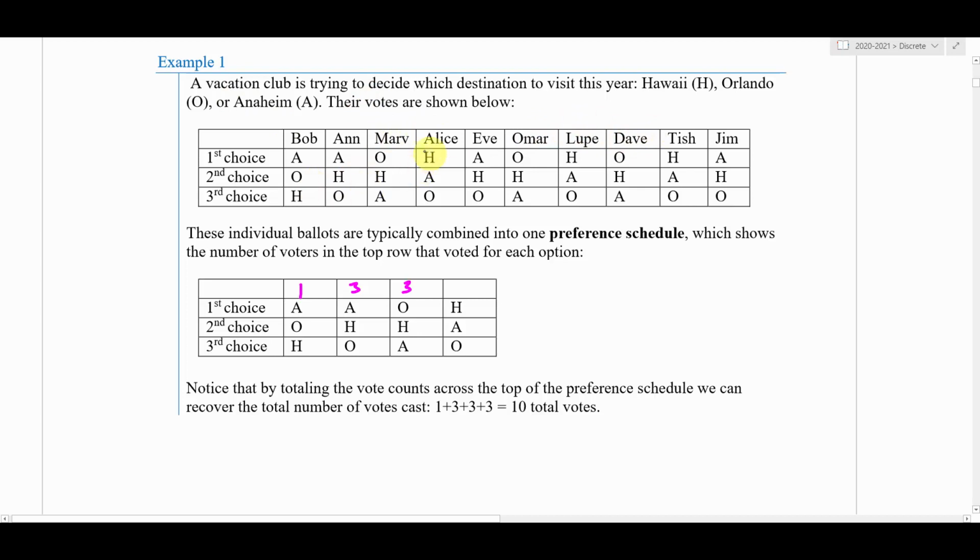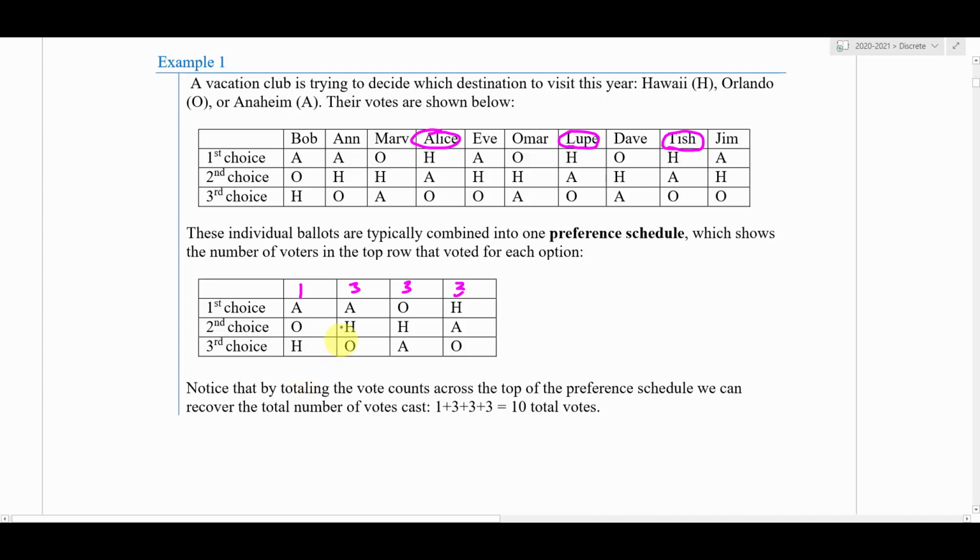All right, so we've got Alice, and we've got Lupe. And let's see, so HAO, and we've got Tish, who also voted that way. So we had 3 people that voted in this order. All right, so we have 1, 3, 3, and 3. So we see our numbers going on here.